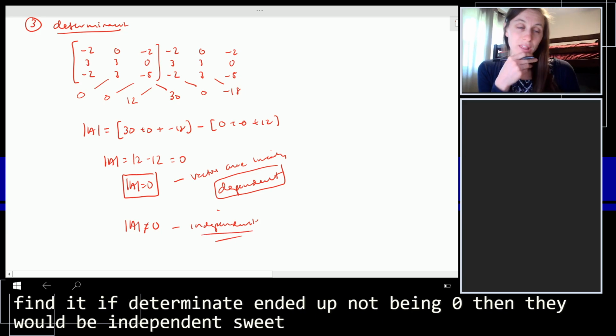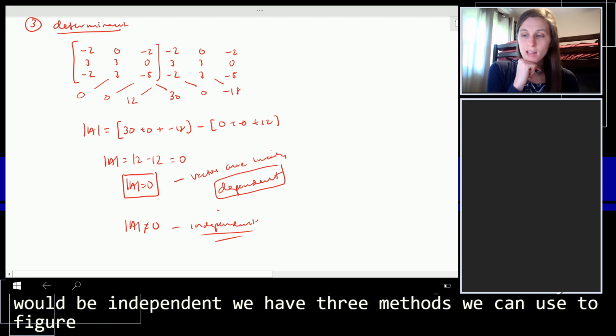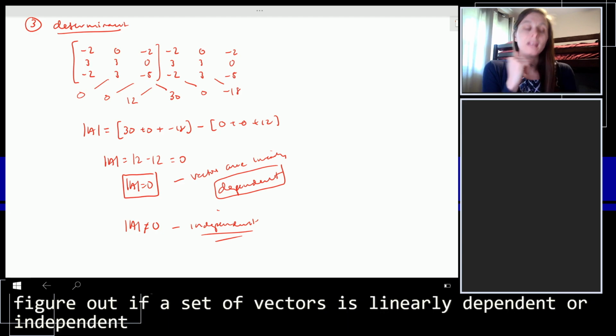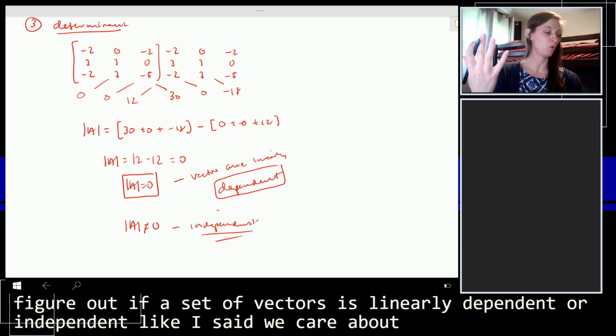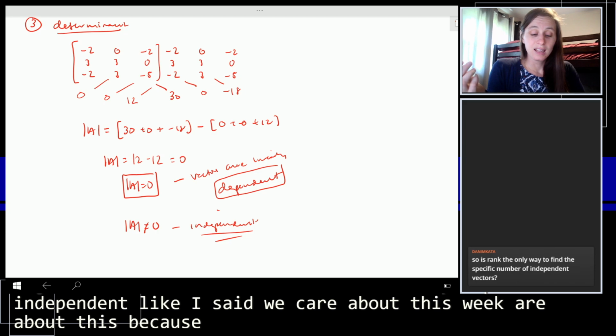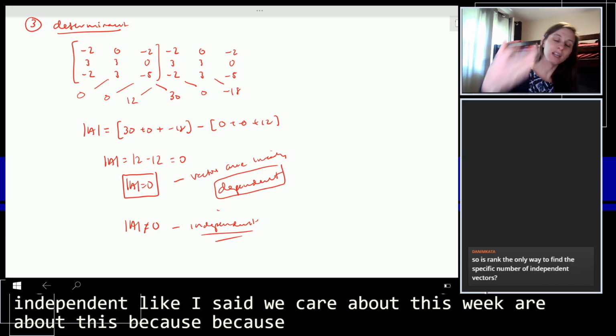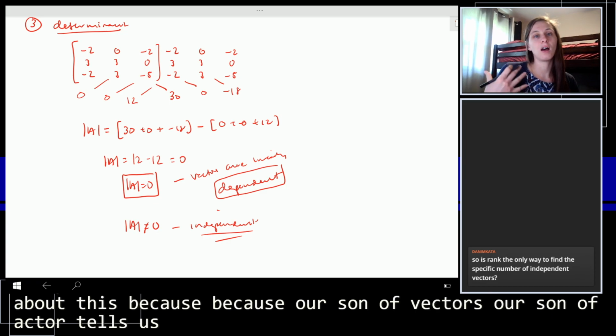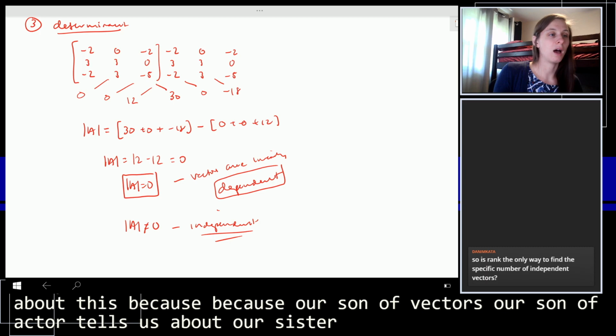So we have 3 methods we can use to figure out if a set of vectors is linearly dependent or independent. Okay, like I said, we care about this because our set of vectors tells us about our system of equations.